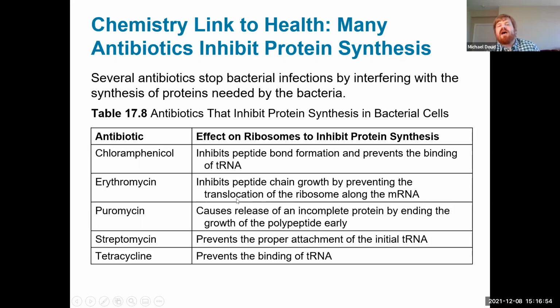Puromycin, and ribosomes of bacteria are different from our ribosomes. So that's why you could inhibit bacterial ribosomes and not worry about your own ribosomes dying. Streptomycin prevents attachment of tRNA, and tetracycline prevents binding of tRNA. So in all of these ways, it's able to mess with the protein synthesis in bacteria.